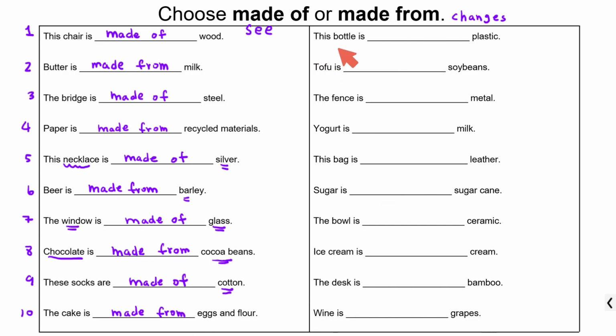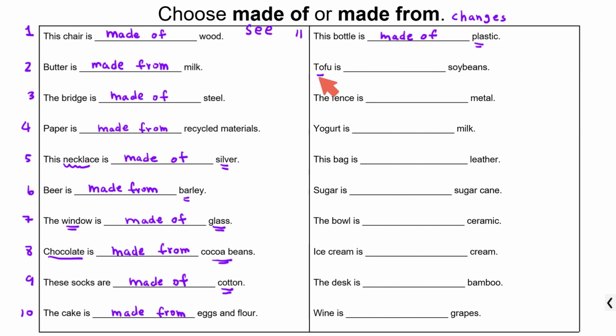Next, this bottle is plastic, so we can see the material for this one, so the answer for number 11 is supposed to be made of. We can still see the material in this sentence.